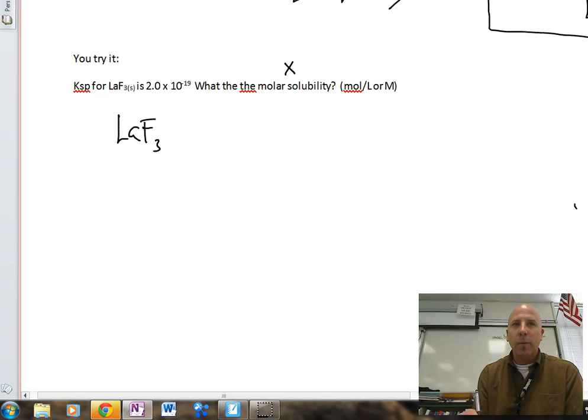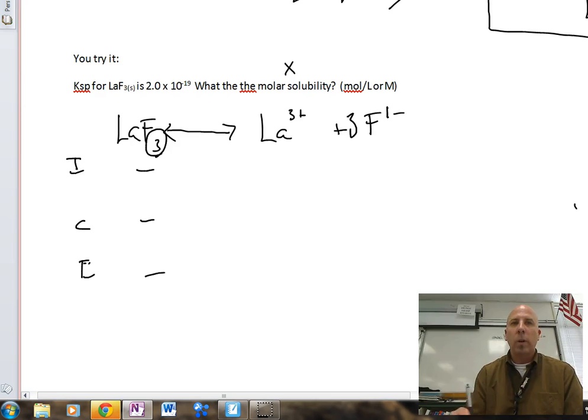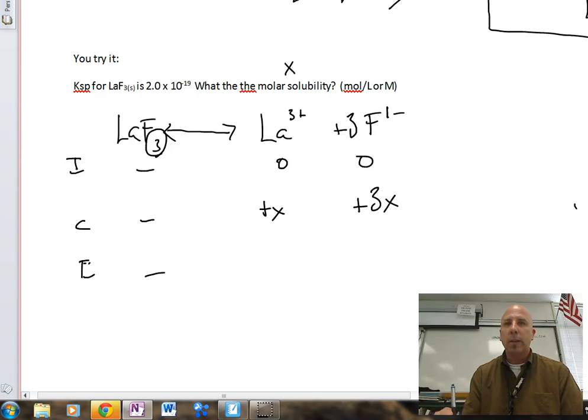So we're going to take LaF3. Oops, that's going to be a 1 minus. And again, subscript of 3, coefficient of 3 there. Ice table this guy, not worrying about my solid. Starting with nothing and nothing. And so this is going to be plus x here, plus 3x here, x and 3x.